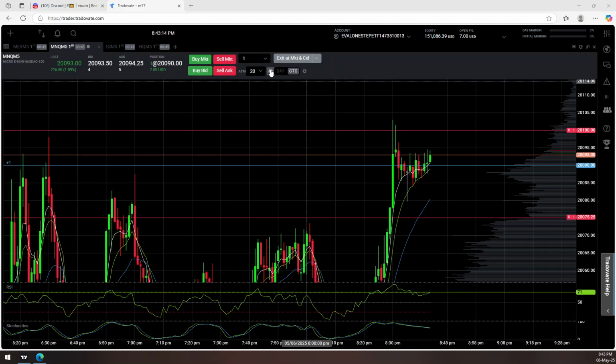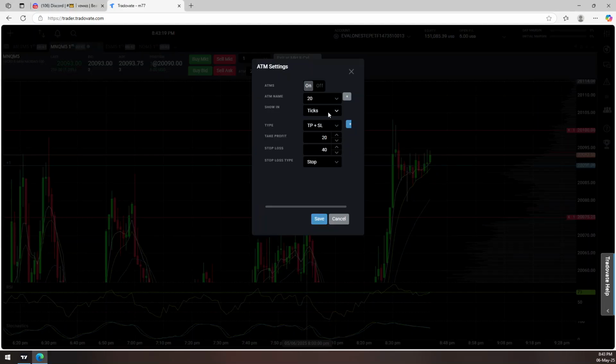Once you click on that, it gives you multiple options. You can set it in the dollar value. You can set it in ticks. I don't know what delta price is. And then you basically name it. You just add the plus and you basically go on about it.